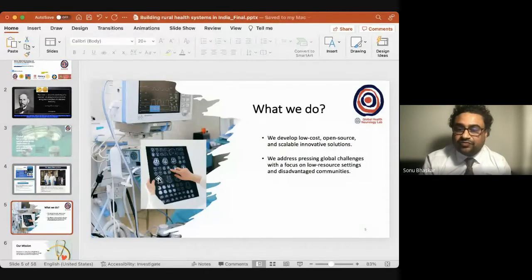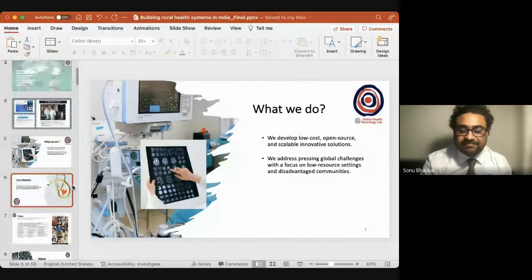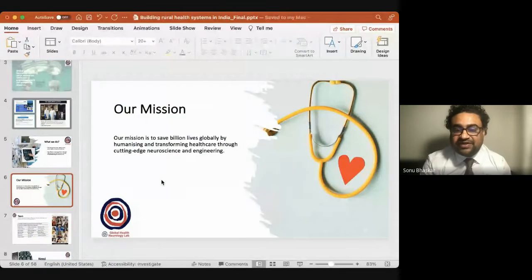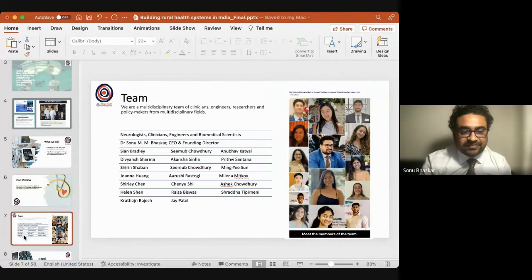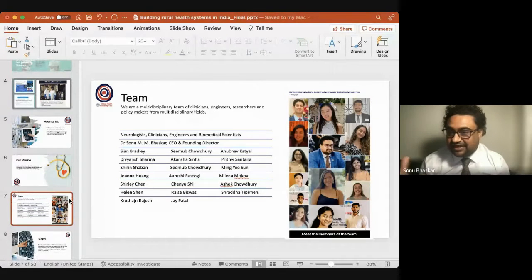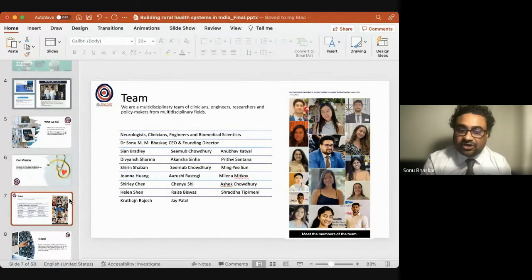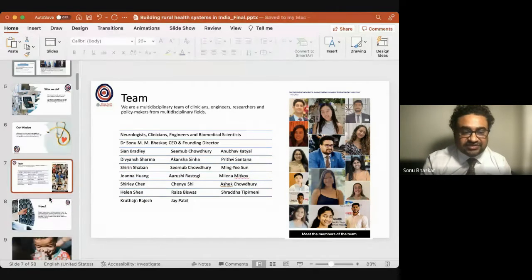We develop low cost, open source and scalable innovative solutions. Our focus is on low resource settings and disadvantaged communities, and our mission is to save a billion lives globally by humanizing and transforming healthcare through cutting edge neuroscience and engineering. Great Works is a collaboration between a wonderful group of people I had the privilege to work with. They are neurologists, clinicians, engineers, and biomedical scientists.